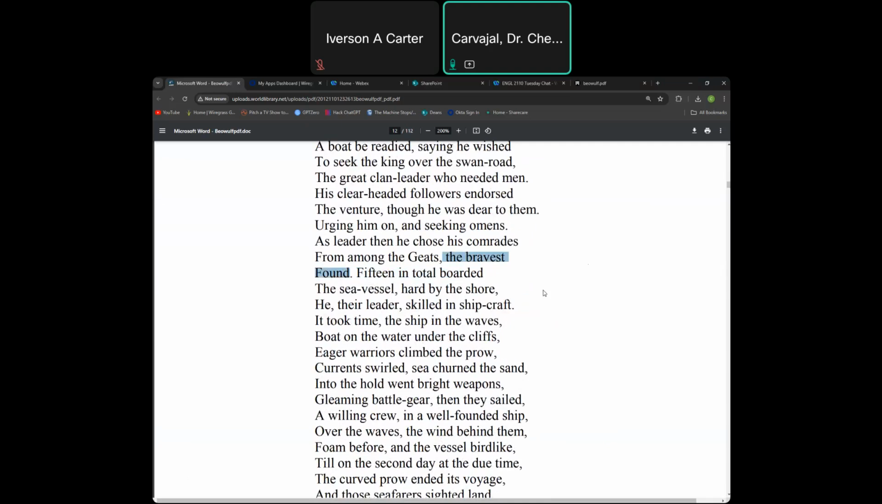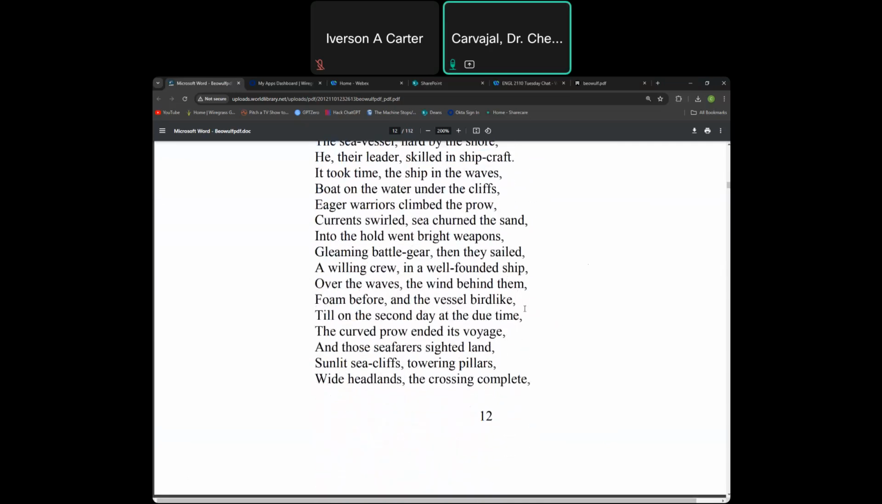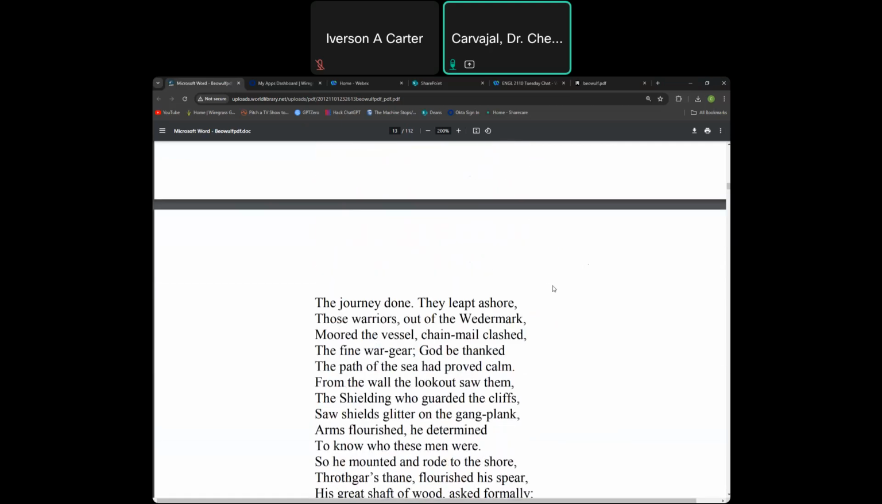And they sail across the water to Daneland, maybe it's Denmark, I don't know exactly, but it's wherever that tribe of Danes were living at the time. And they take the ship, they go across the waves, and it's like the challenge. It's one of those, they're going to go prove themselves against the monster.